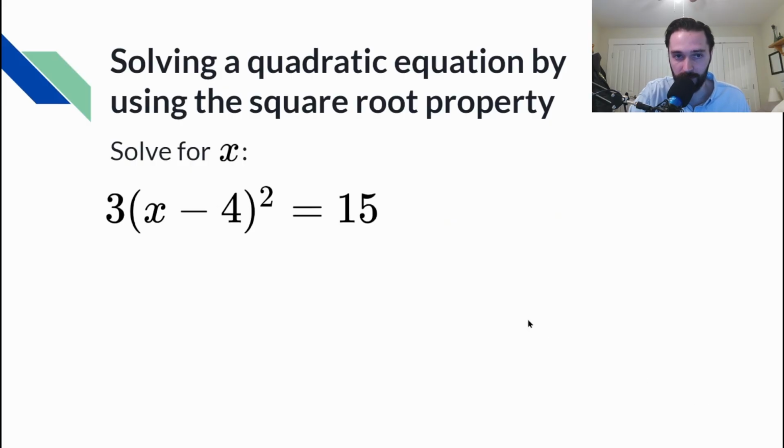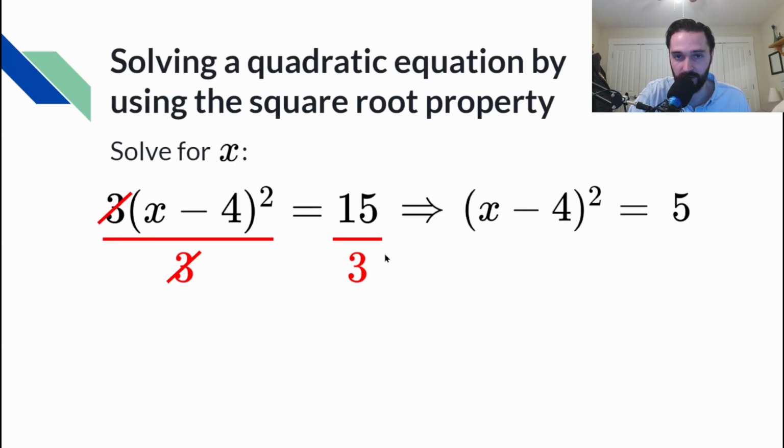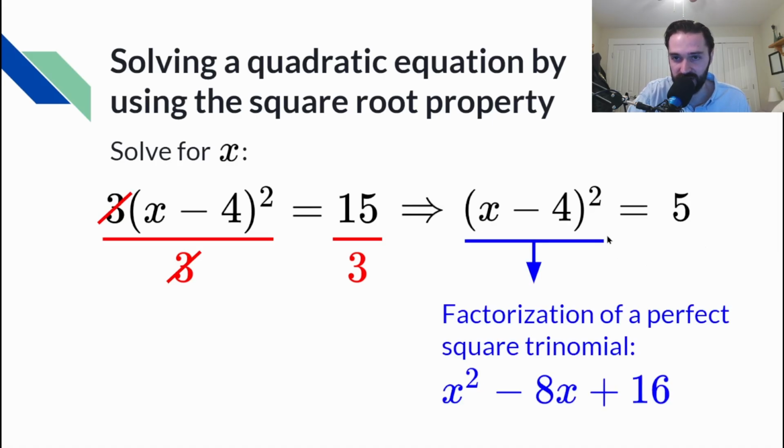Let's try one more. Here we're asked to solve for x, but isolating x is a little bit more complicated here. The first thing we're going to do is divide both sides by 3. When we do that, the 3's cancel on the left-hand side, and we're left with x minus 4 squared equals 5. 15 over 3 is 5. Notice what this looks like. This is the factorization of a perfect square trinomial, x squared minus 8x plus 16.